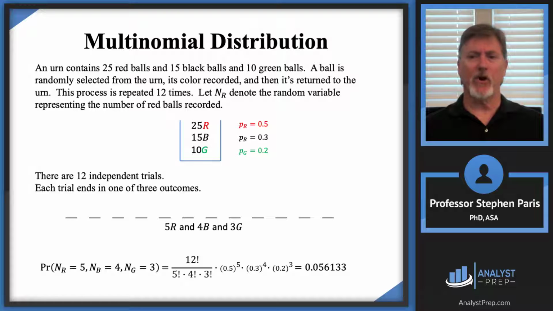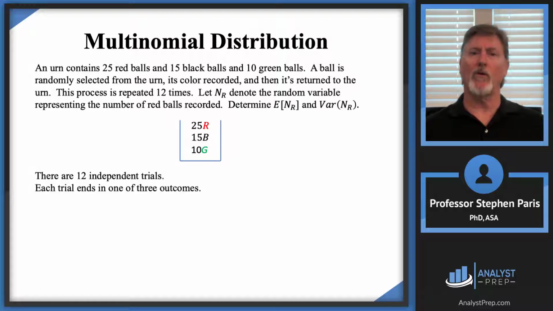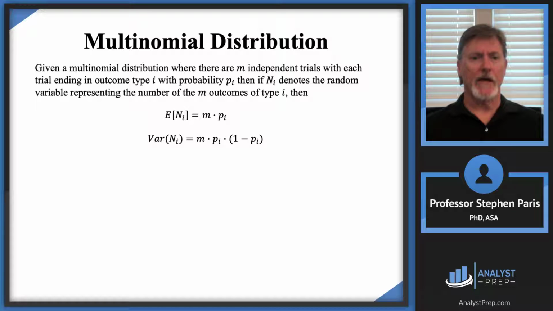Okay, so now let's go back to the question of what the expected value and the variance would be for this random variable. All we did is extend the binomial distribution by assuming that each trial doesn't end in one of two outcomes, but in an outcome of a certain type, where more than two types of outcomes are possible. So generally, for a multinomial distribution, the expected value and the variance will be given this way.